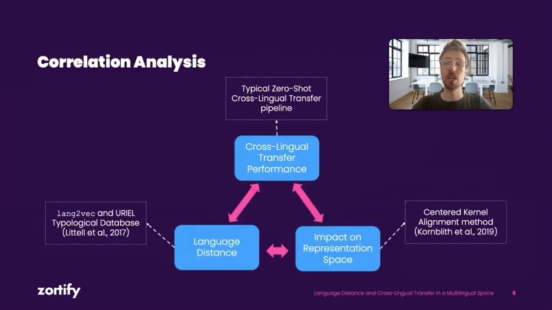We performed a correlation analysis where we wanted to investigate the relationship between three different variables, which would be first the cross-lingual transfer performance that we measured using the typical zero-shot cross-lingual transfer pipeline that I mentioned before, where we use natural language inference as our evaluation task and use the XNLI dataset where we use all 15 languages as source and target languages. Secondly, the impact on the representation space, which we measured by comparing the representation space of a given language before and after fine-tuning, using the centered kernel alignment method. And lastly, language distance, which we quantify using the lang2vec tool and the URIEL typological database.